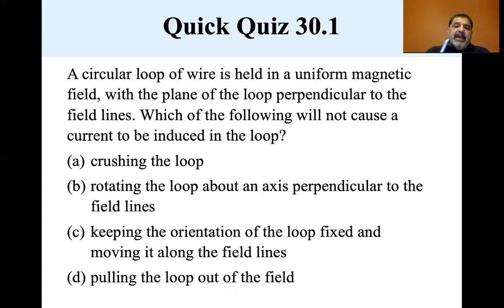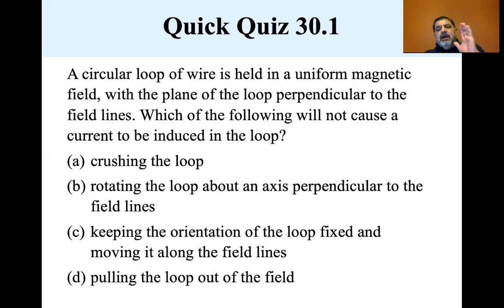Rotating the loop about an axis perpendicular to the field lines. Well, if you were to rotate it, you would be changing theta, so you would get a d phi dt.